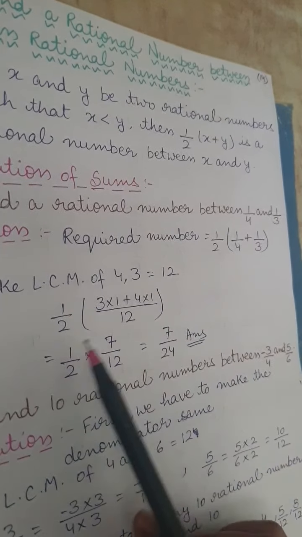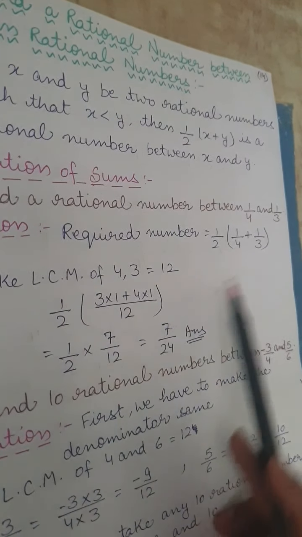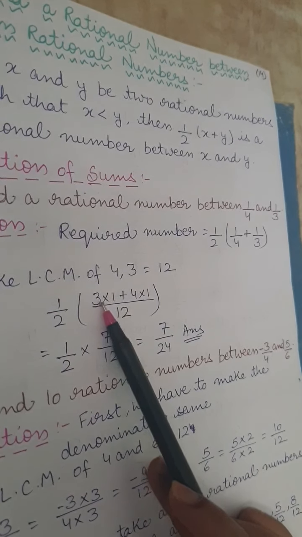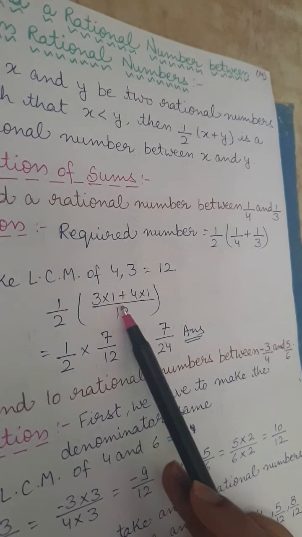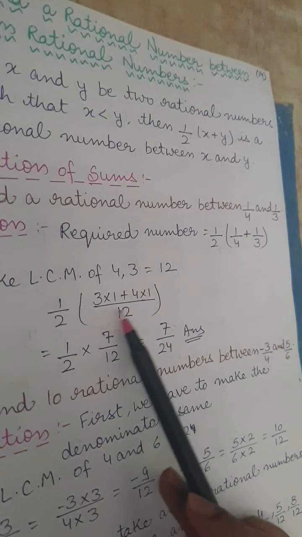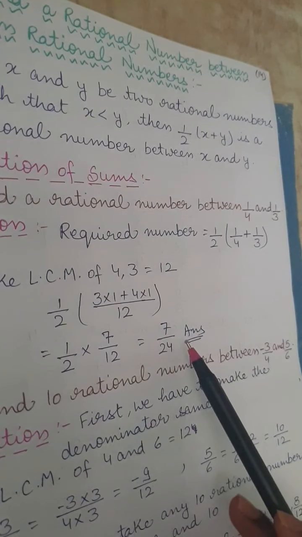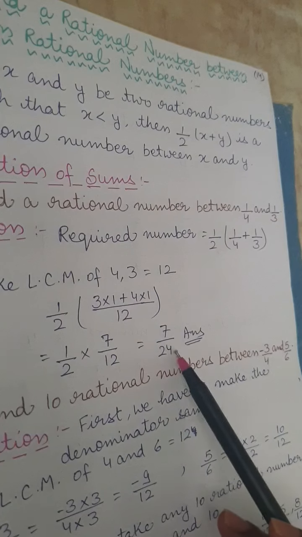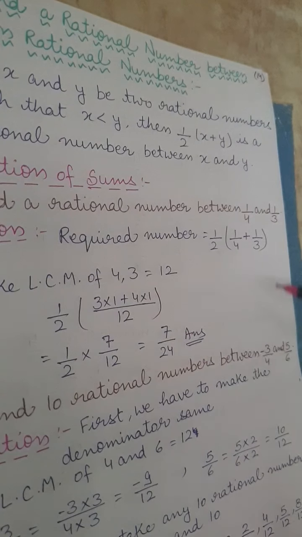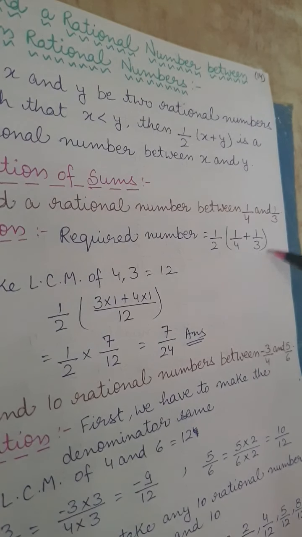Now 1 upon 2 as it is. Then LCM of 4 and 3 is 12. 4 3s are 12 multiplied by 1 plus 3 4s are 12 multiplied by 1. Now 3 plus 4 is 7. So what is the answer? The answer is 7 upon 24. And it will lie between 1 upon 4 and 1 upon 3. Fine. So in this way we can find as many of the rational numbers.